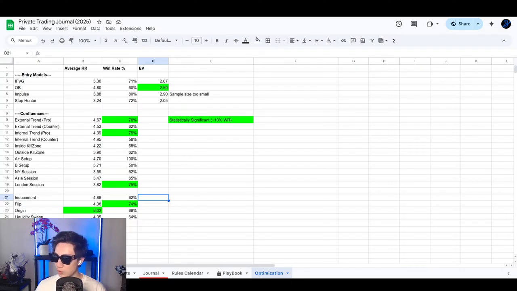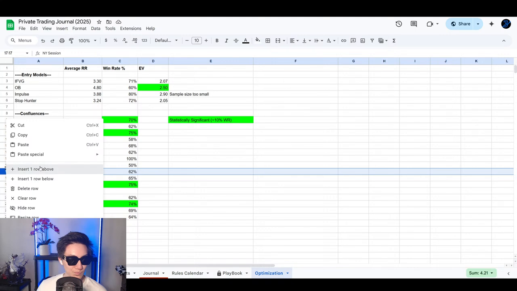So you do need to incorporate context into your statistics too, and understand what each number and value means. So what we can do here is, for these confluences, we can actually break these groups down. What do I mean by that? Well, I'll show you guys here.